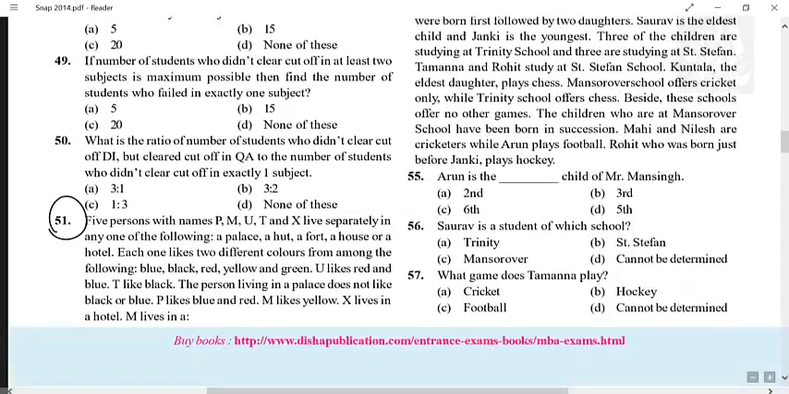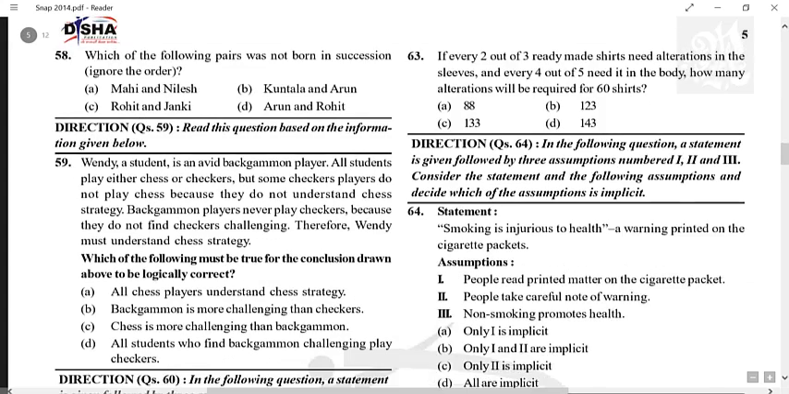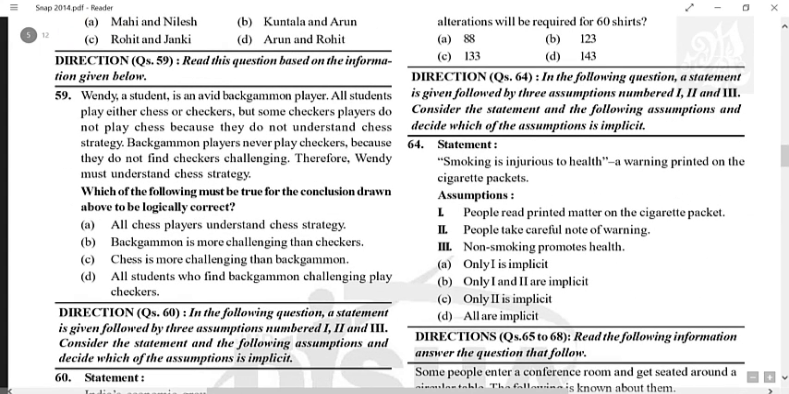Alright, again a caselet for 3 questions. You can go ahead and try that. Again a conclusion based question. This is an assumption based question because for the above to be logically correct, we need to find out the assumption. So let's look at it.